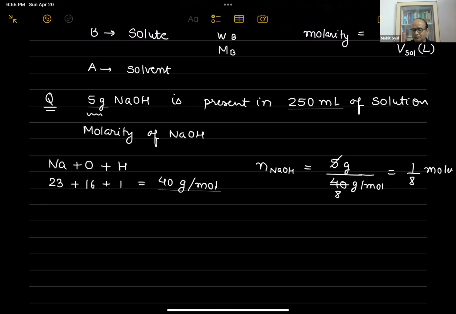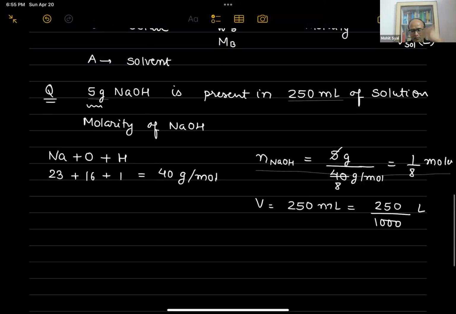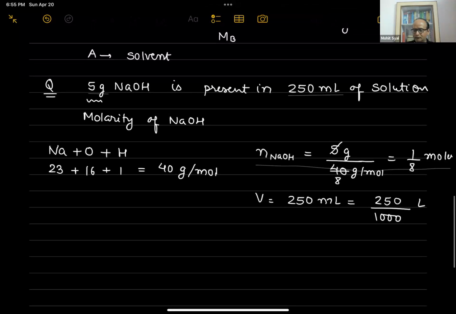And volume is how much? Volume is 250 ml, very correct. So in liters, it is going to be how much? You can divide it by 1000. 0.25 liters, so one fourth of a liter. 250 by 1000 liter. Or if you are directly putting molarity in the equation, you can put the 1000 in the numerator. So it is 0.25 liters, right?